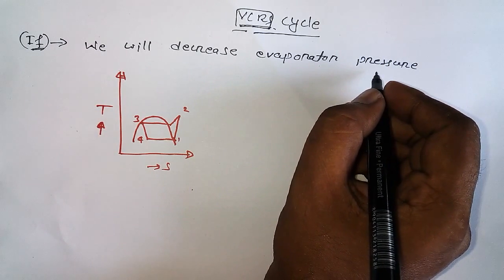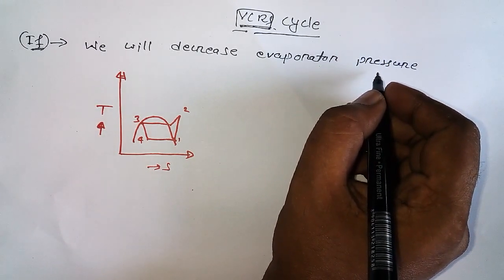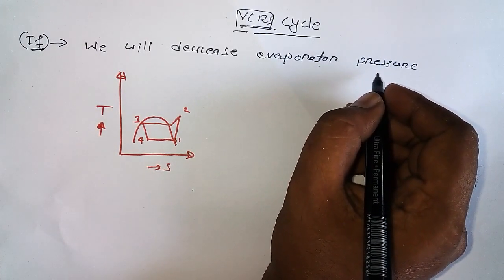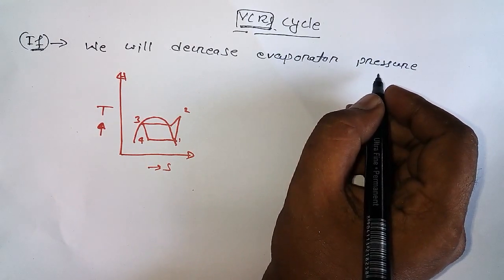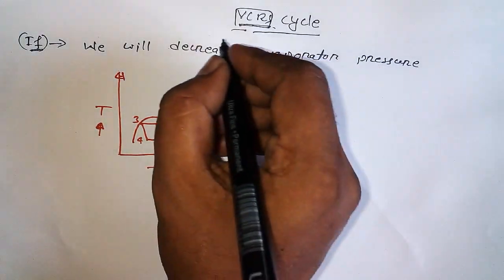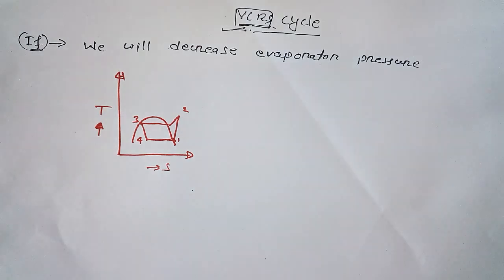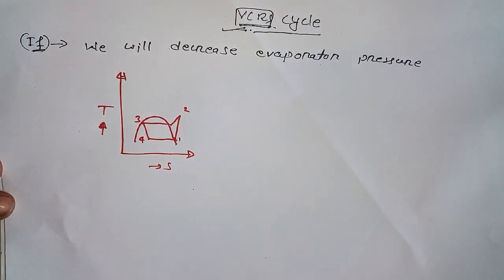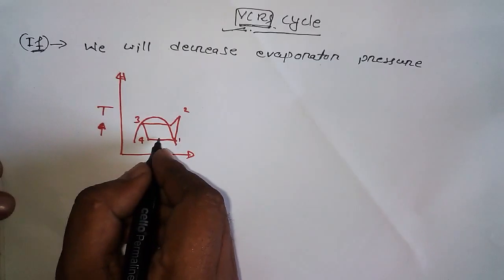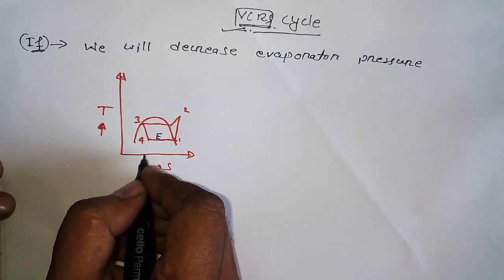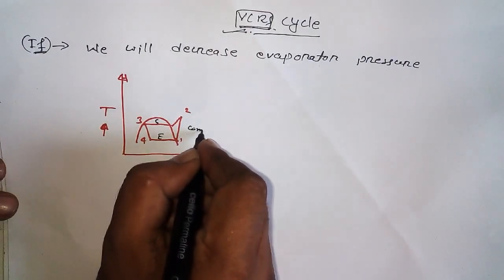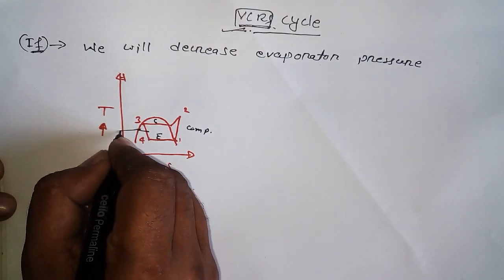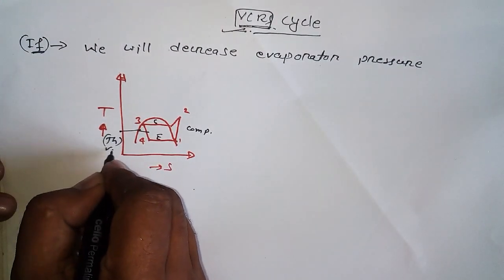If you are preparing for any competitive examination just like JEE, GATE, then you need to understand the most basic concept of VCRS cycle. As you know, I have already shared with you, VCRS cycle is one of the most important topics for competitive examination. So we have the evaporator here, the condenser here, the compressor here, and here we have the throttle valve.